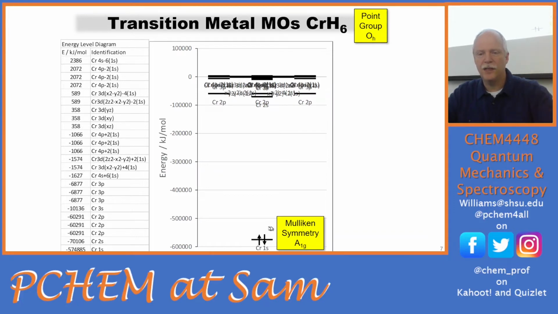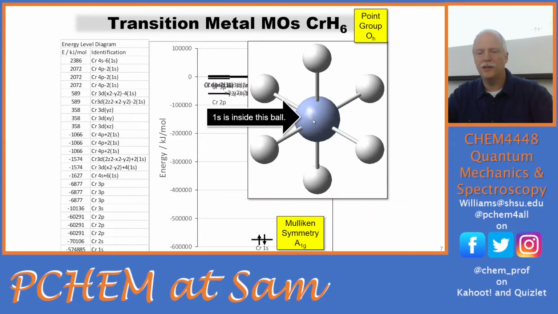All right, so down here, that's the chromium 1s orbital. Again, Mulliken symmetry is A1g, point group octahedral. Okay, and the 1s is pulled in so close that on the Gaussian picture, it's inside the ball. So you can't even see it. It's smaller than the ball that they draw for the chromium atom.